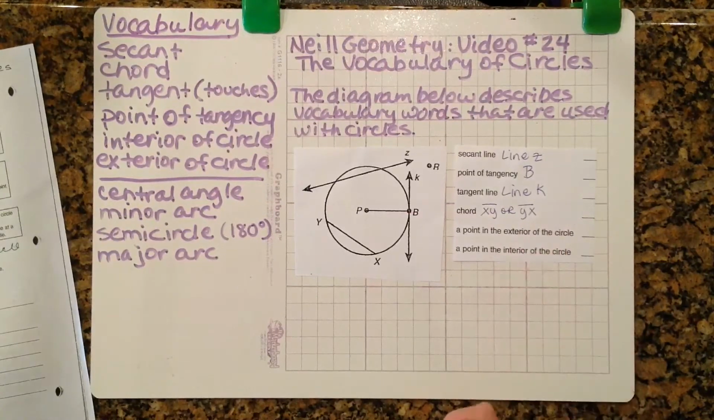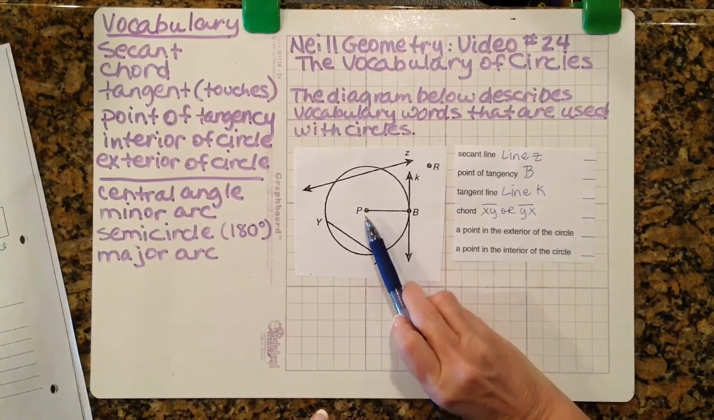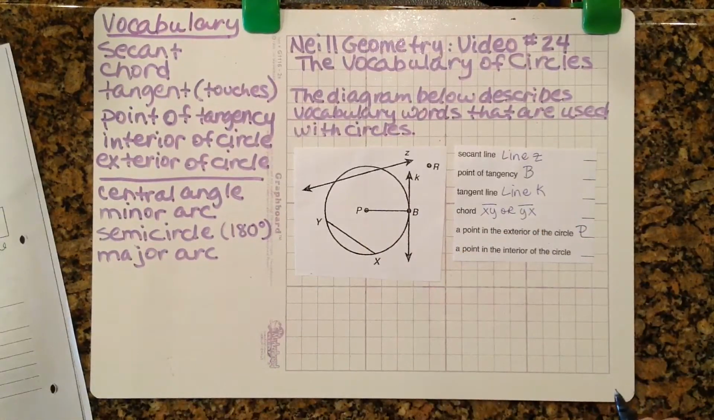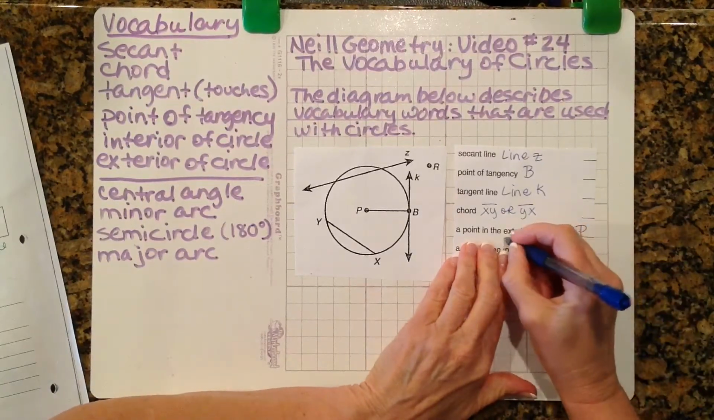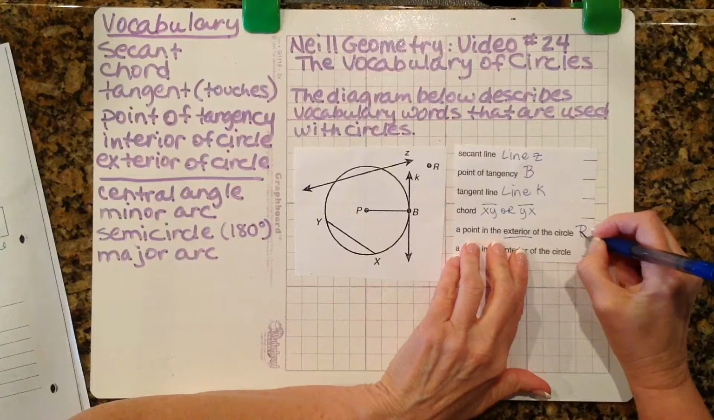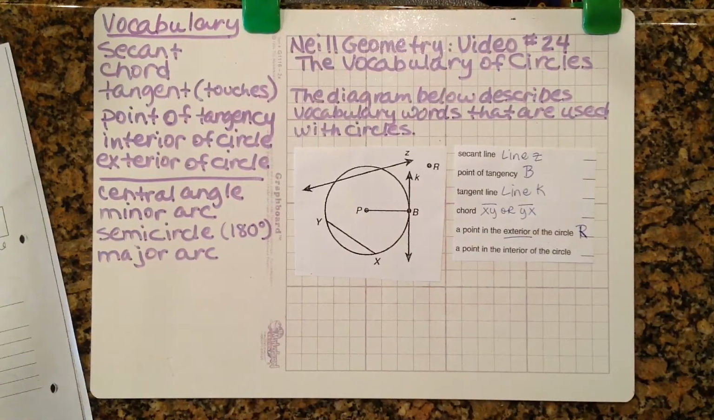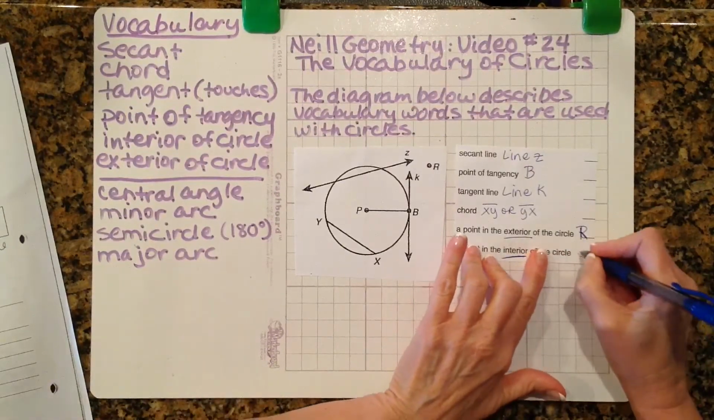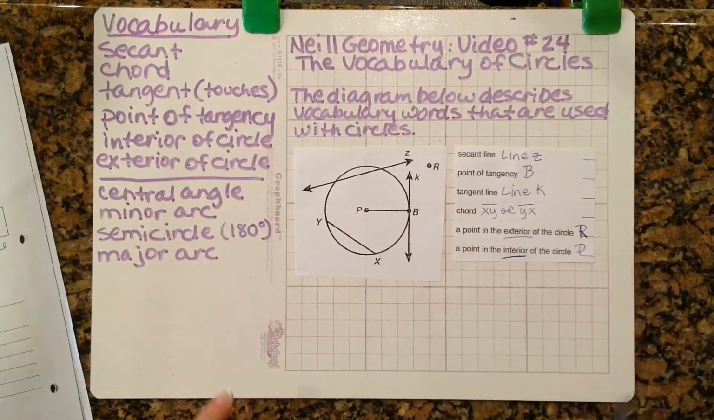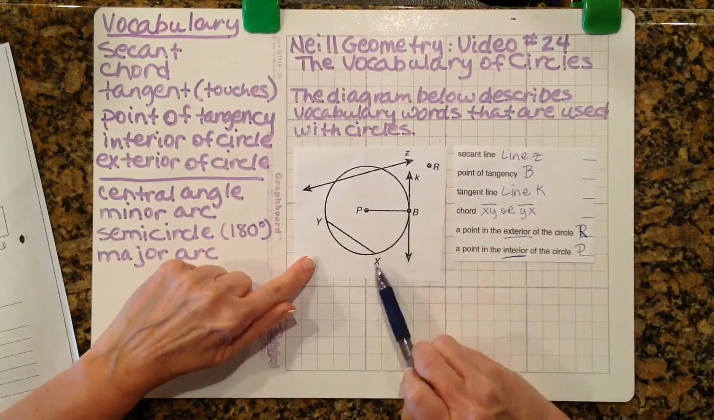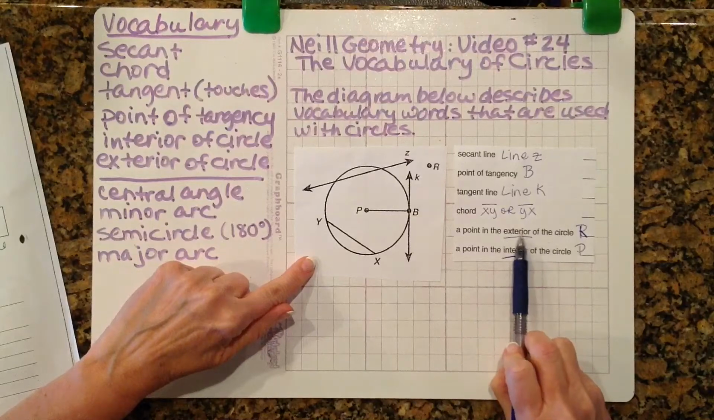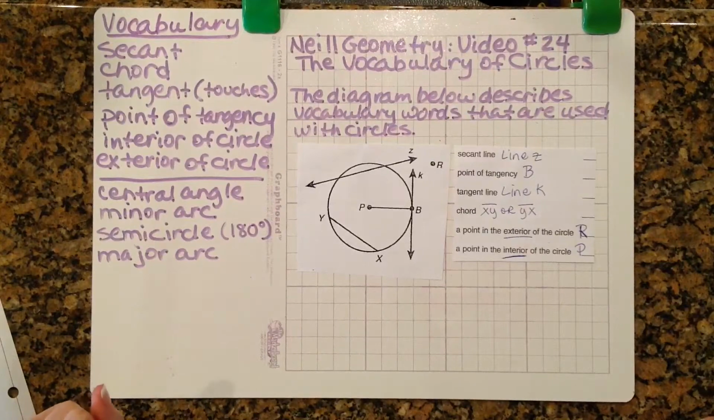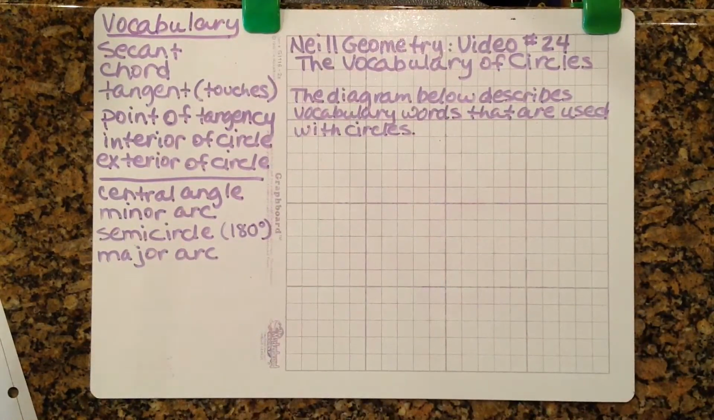Okay, a point in the interior of the circle. Okay, on the interior would be point P right there. And a point, I'm sorry, it said exterior. Okay, exterior. I'm wrong there. It'd be point R. Let me change that, point R. Now, the interior of the circle, let me get that right. That would be point P right there. And notice point B and X and Y are not in the interior or the exterior. They happen to be located on the circle. There is a difference.